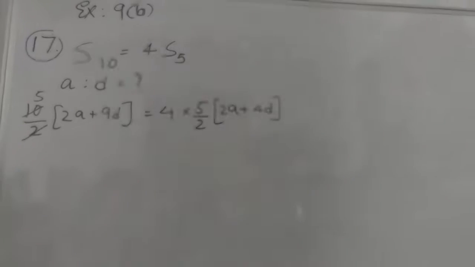Using our formula of S10, on the left-hand side I put 10 by 2, (2A plus 9D), is equal to 4 multiplied by, using the formula, 5 by 2, (2A plus 4D), and minus 1. Now calculations on the left-hand side: 10 divided by 2 is 5. Then I multiply 5 to the 10A plus 9 times 5, that is 45D, is equal to this, and the 2 also gets cancelled here.